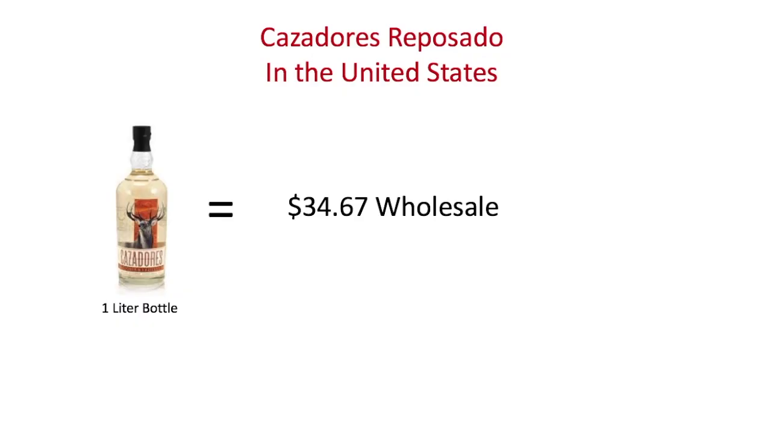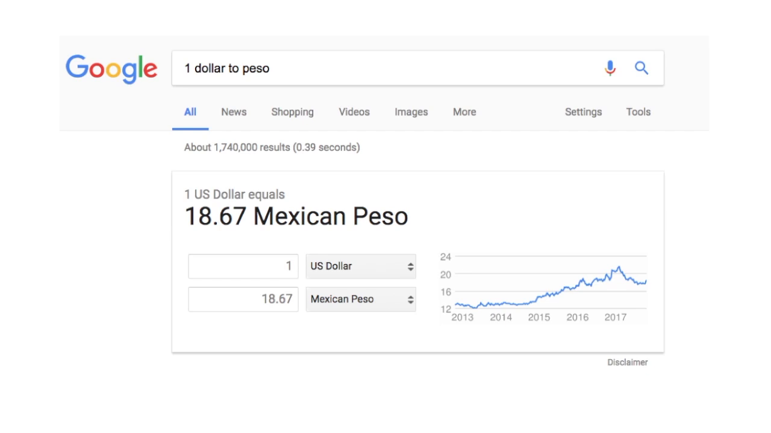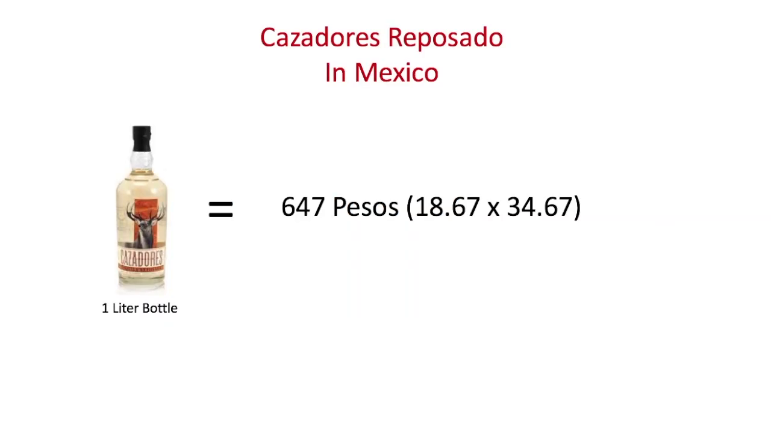Okay, so the purpose of this little demonstration here is to show you the logic behind it. We're going to pretend you're a client from Mexico. You could be from anywhere. But we're going to take Cazadores as an example, and we're going to start with what it costs here in the United States. So wholesale, at least at my bar right now, we buy a 1 liter bottle of Cazadores Reposado for $34.67. All right, right now the Mexican peso to the dollar is 18.67 as of today. So if we multiplied 18.67 times 34.67, the amount we pay, you're going to get about 647 pesos.